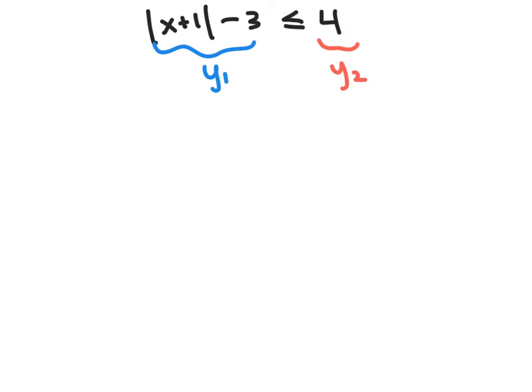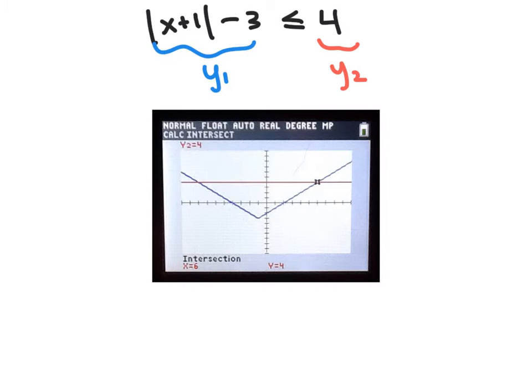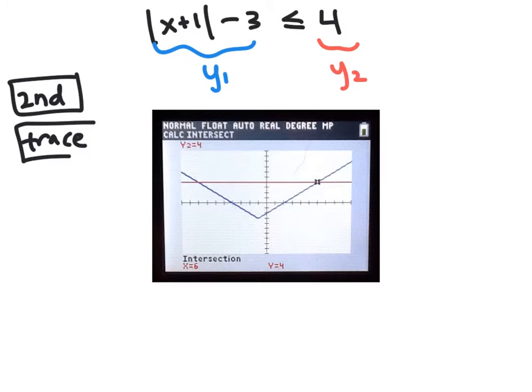To find the other point of intersection, we will repeat the same process, only this time we will move the cursor closer to the other point of intersection on the right. To review the process, we press second, trace, and then for the menu, we press 5 to find the intersection.